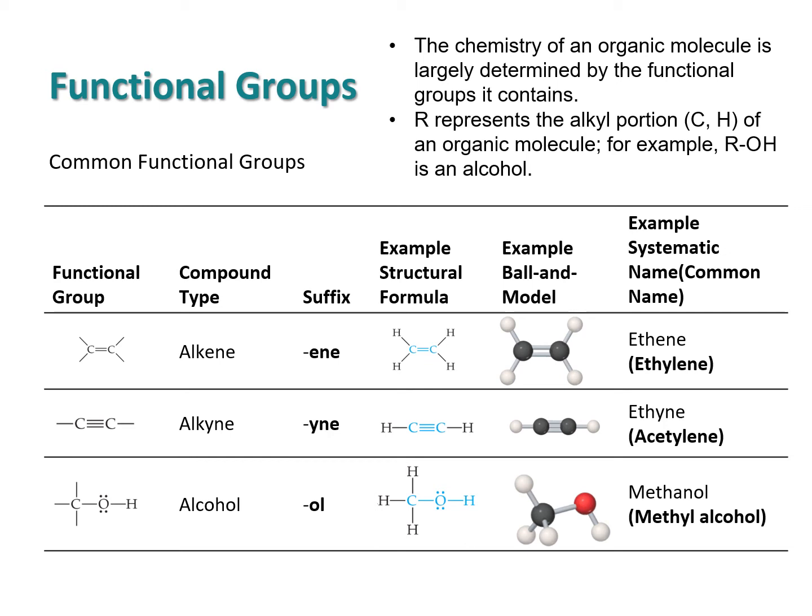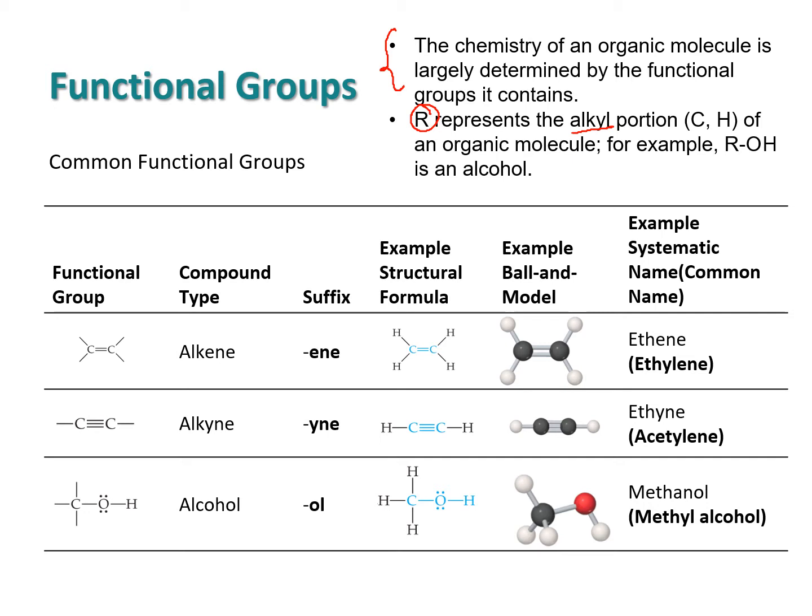So now we're going to learn about functional groups. Functional groups are actually what really determine the overall chemistry of whatever organic molecule you're looking at. The functional groups really affect those overall properties. And the way we represent these groups in compounds is by sometimes writing an R. This R represents the alkyl portion.